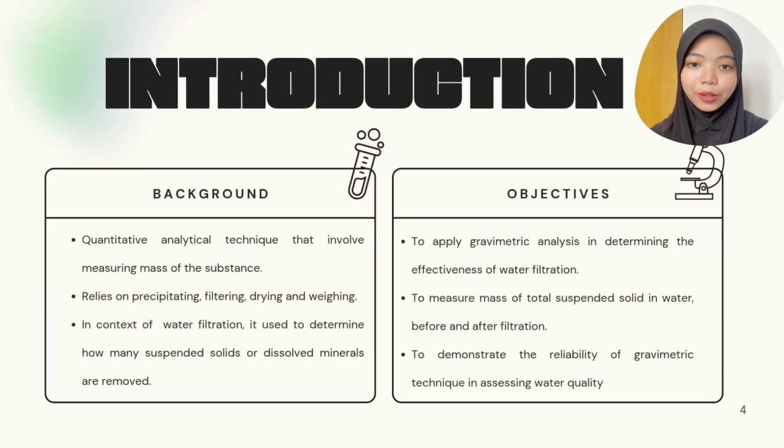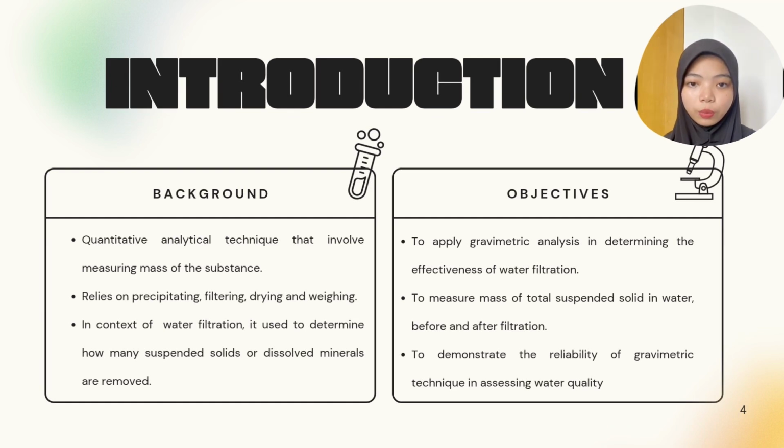To begin with the introduction, gravimetric analysis is a type of quantitative analytical technique in chemistry that involves measuring the mass of a substance to determine the amount of an analyte in a sample. Gravimetric analysis relies on precipitating a compound, filtering it out, drying it, and weighing the solid.